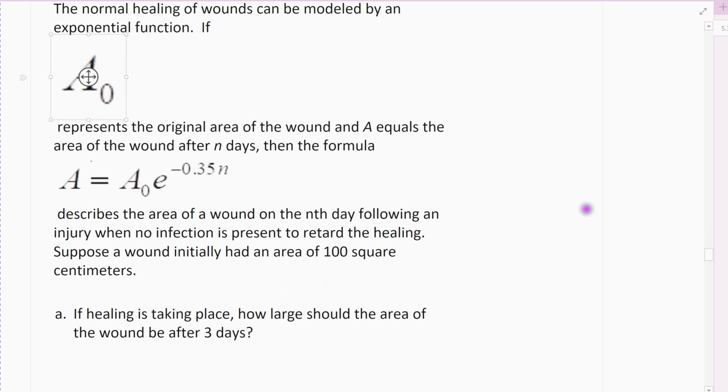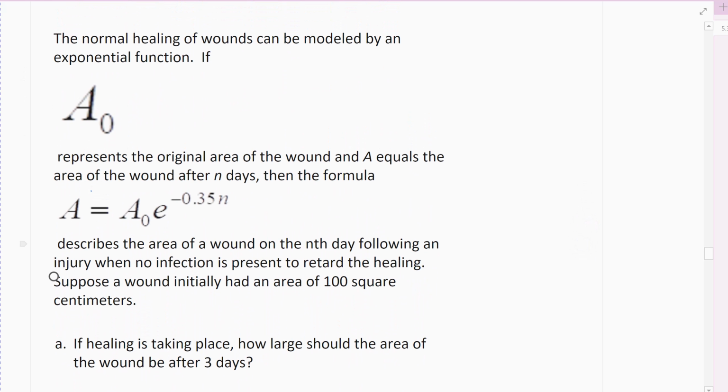A normal healing wound can be modeled by an exponential function, where A naught represents the original area of the wound. Suppose you measure it and that's the original area. They actually do this in hospitals now. It's a little more scientific than this, but they pay attention to wounds, especially if they think it might be infected. The wound area should be decreasing, because your body should be healing. If you're a healthy individual, wounds should heal at a fairly constant rate.